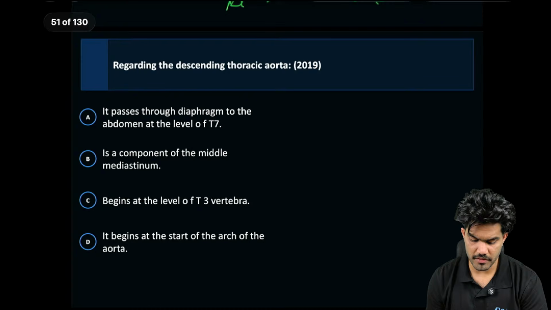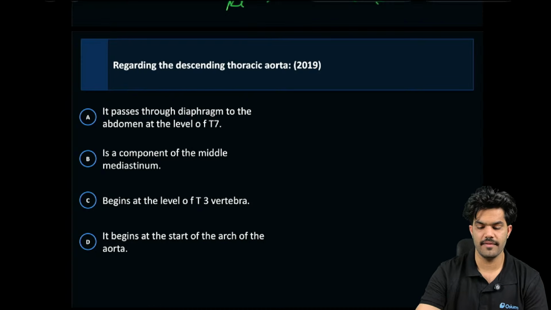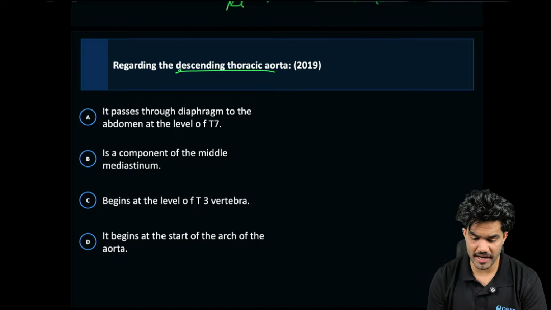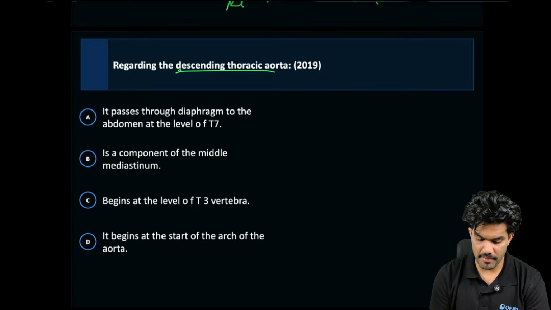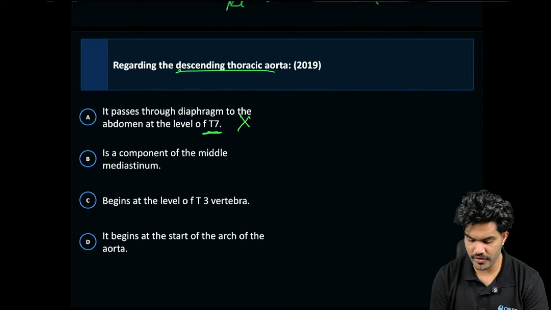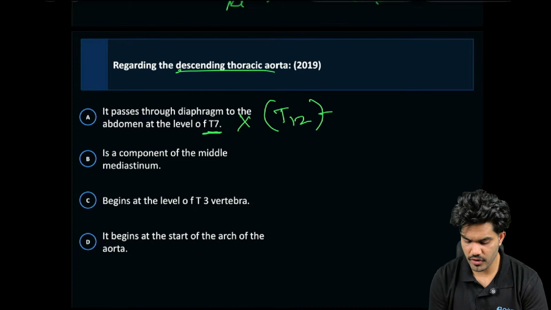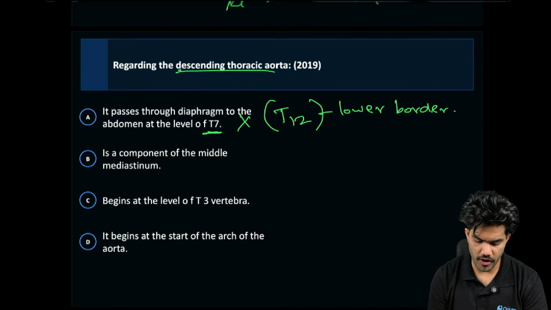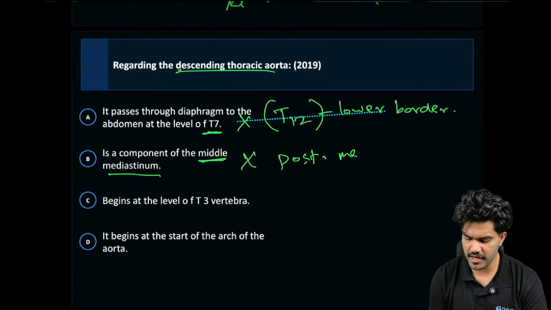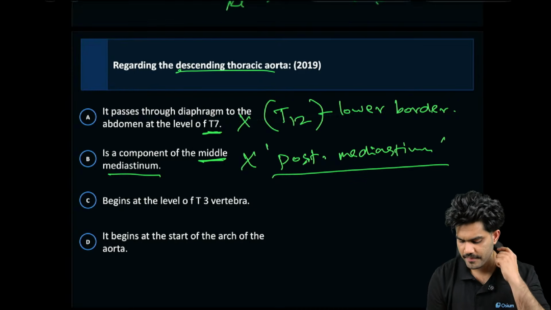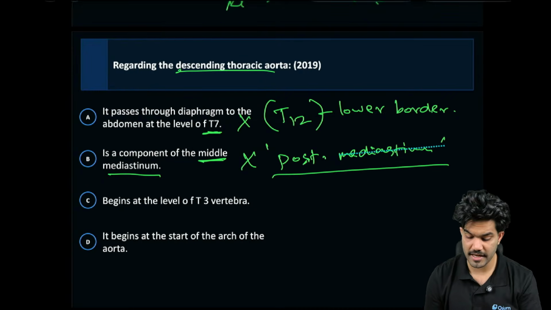Now regarding the descending thoracic aorta, which one is correct? Let's see. It passes through the diaphragm to abdomen at the level of T7. Wrong. Which? At the T12 lower border. It is a component of middle mediastinum. No, it is a component of posterior mediastinum. In mediastinum component I have explained. Contents of mediastinum very important.